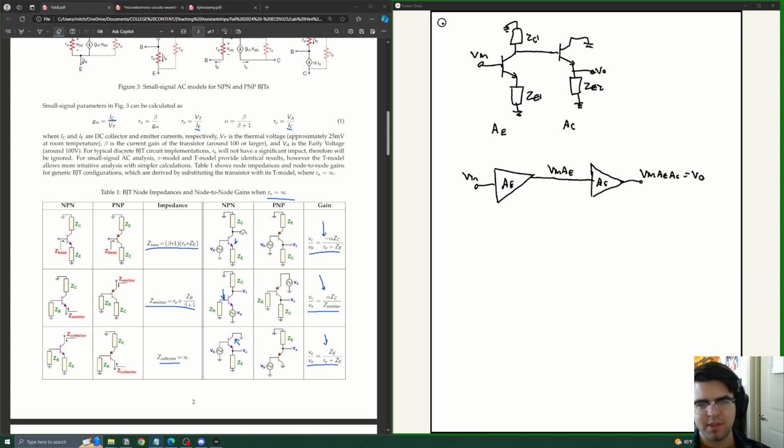Now, one problem with this, though, is that we need to think back to Lab 2. We're doing a very similar thing where we had these first order transfer functions that we made with these passive filters like this.